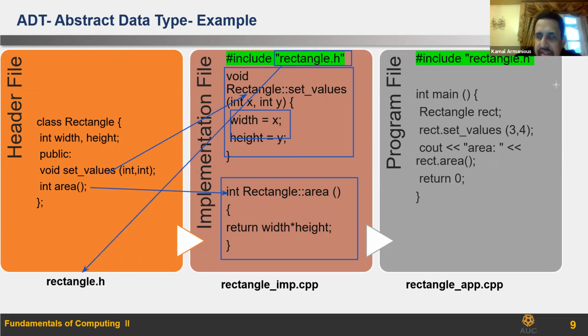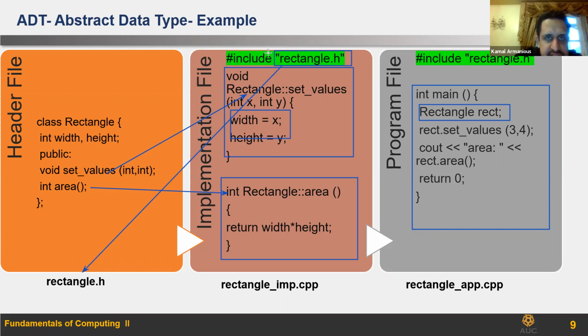Then comes the program file, the driver file, the application file. You have to include rectangle.h. And then you have to write the main function. And what do you do with the main function? First of all, you define an object that belongs to the class. And where does the class exist? The class exists in the header file, so it looks it up in the header file.